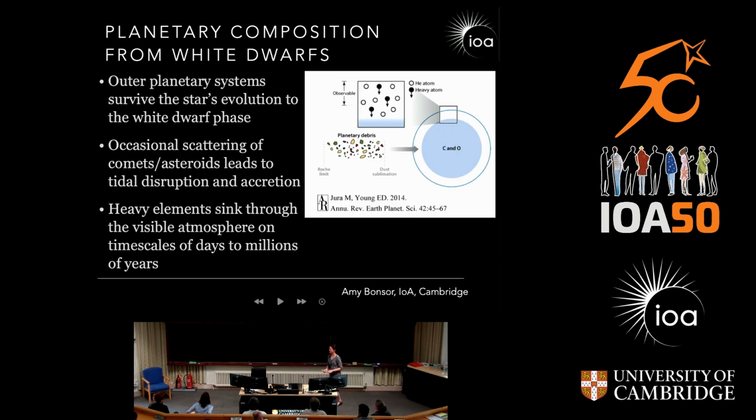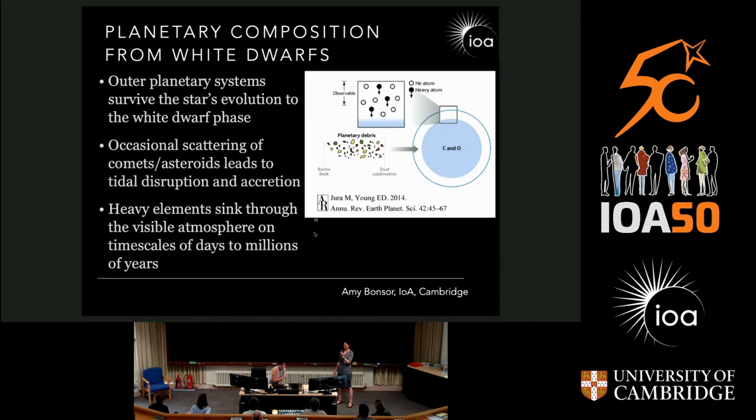That's because white dwarfs are these tiny little stars, faint remnants of stars like our sun. They're about the size of Earth, but they still have about the same mass as the sun. And that means that they have very, very high surface gravity, and they have these very thin atmospheres.